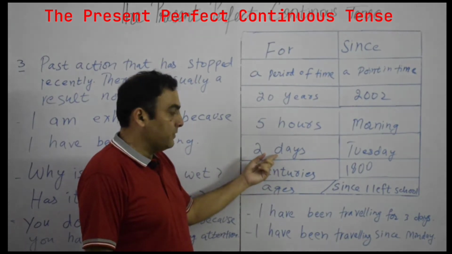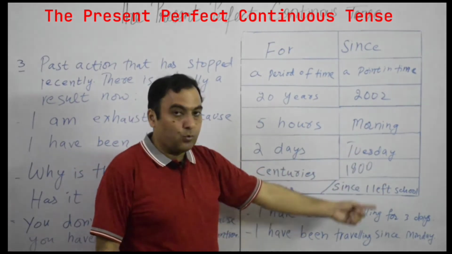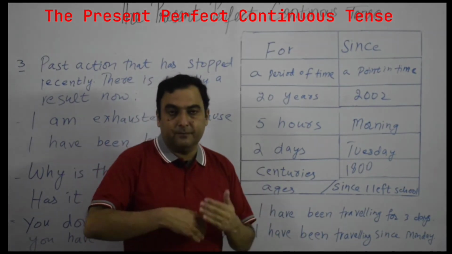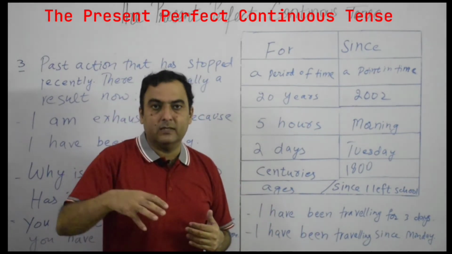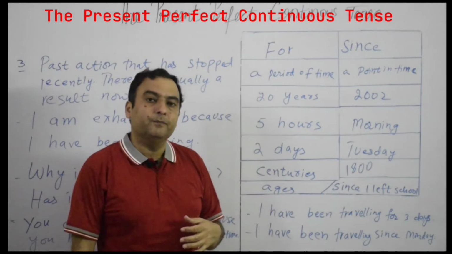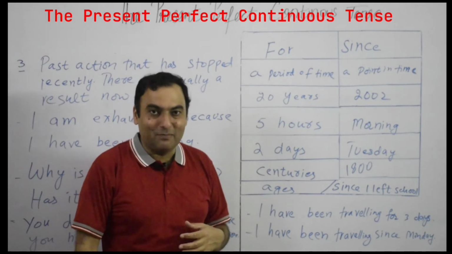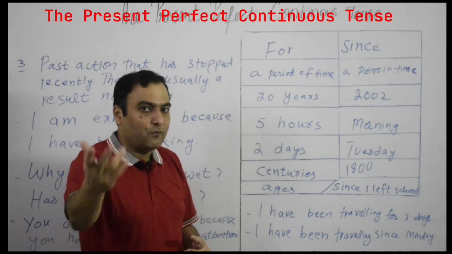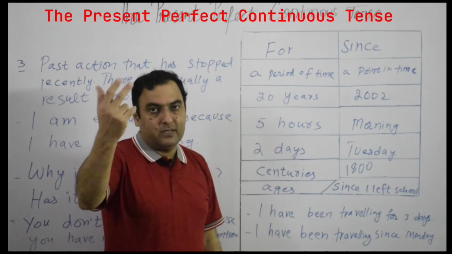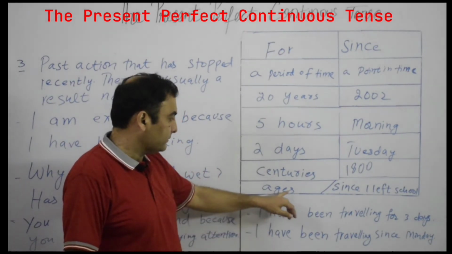Another period of time, for example, is 2 days. I've been working for 2 days. I've been working since Tuesday, for example. For centuries, yes, humans have been doing this for centuries. Or humans have been damaging the environment, for example, for centuries, let's say, for 1 or 2 centuries now. Or humans have been damaging the environment since the 18th century, for example.